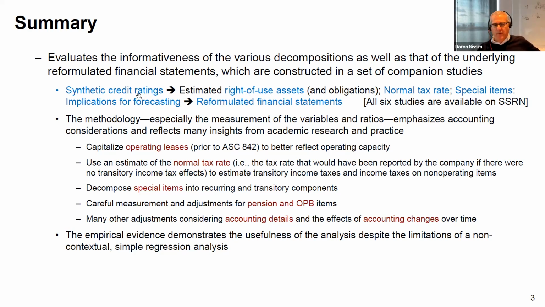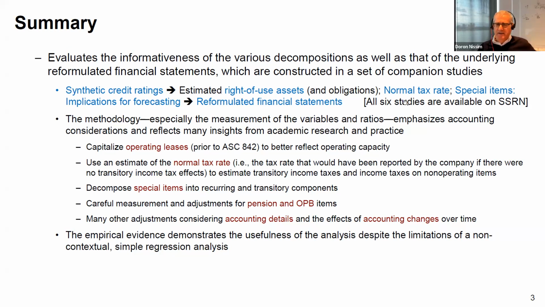This requires that you come up with an interest rate, a discount rate, and in a separate study, I show that you can come up with a credit rating for most companies, for which we don't have a credit rating. You use that synthetic credit rating to estimate what the discount rate would have been if they were using the current accounting standard, which is to bring the right of use asset to the balance sheet.